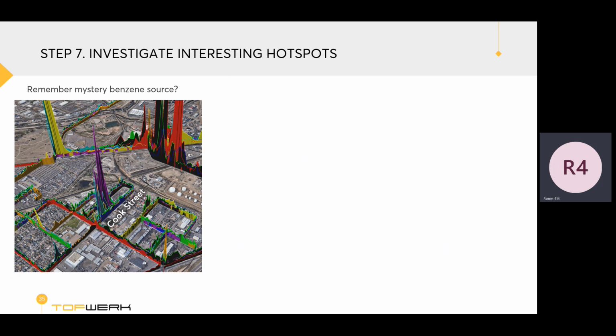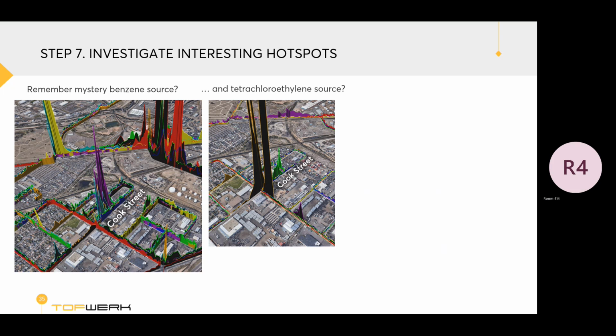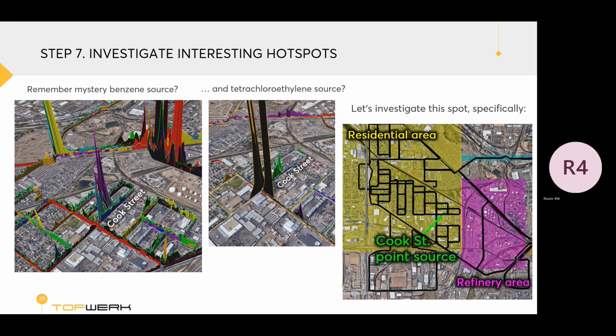Next step is to take a look at interesting hotspots we found previously. And if you remember, we identified one of these spots by looking at a benzene hotspot. I also showed a tetrafluoroethylene area. It turns out it's almost at exactly the same location. To investigate this hotspot, we're going to draw a small box around just this area, and then use comparative analysis to find what's different.